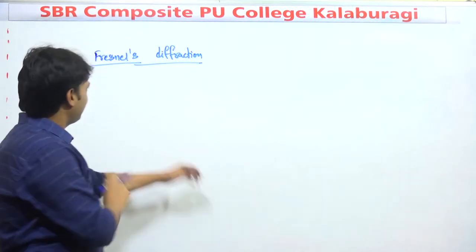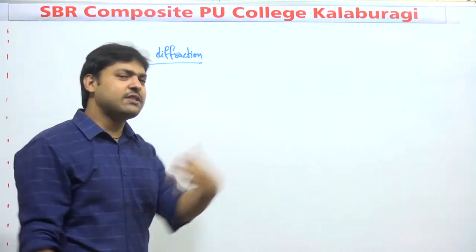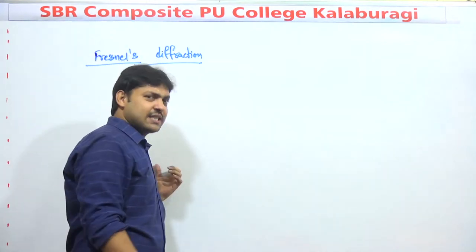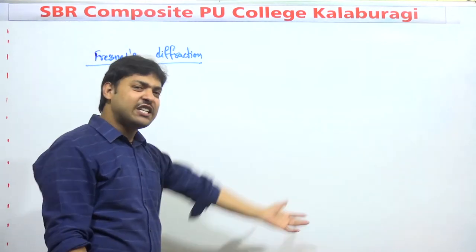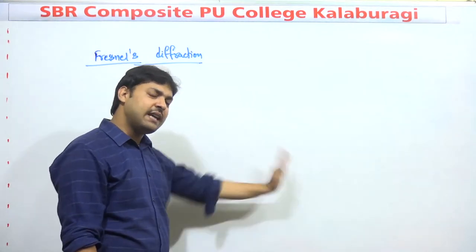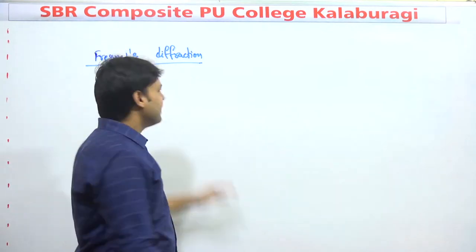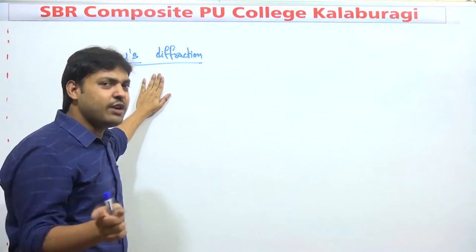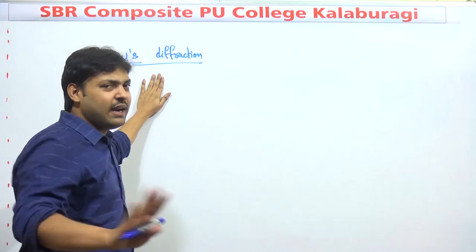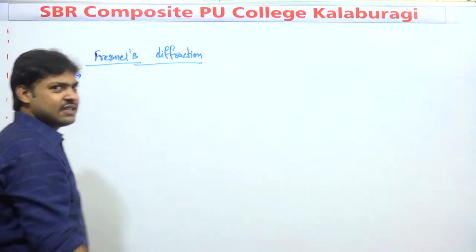Okay, so we'll see the definition. That's it, nothing more than that. So Fresnel's diffraction. What is Fresnel's diffraction? In Fraunhofer's, we have to consider the source, slit, and screen at infinite distance. To maintain infinite distance, what did we do? We considered the convex lens, right? So here in Fresnel's diffraction, source, screen, and slit won't be at infinite distance. It will be at finite distance. And this diffraction occurs at a narrow slit.